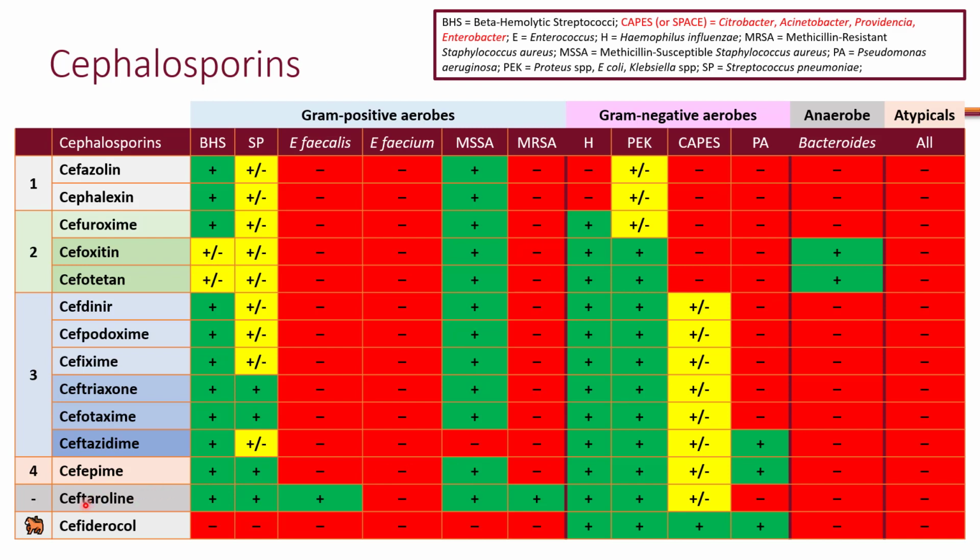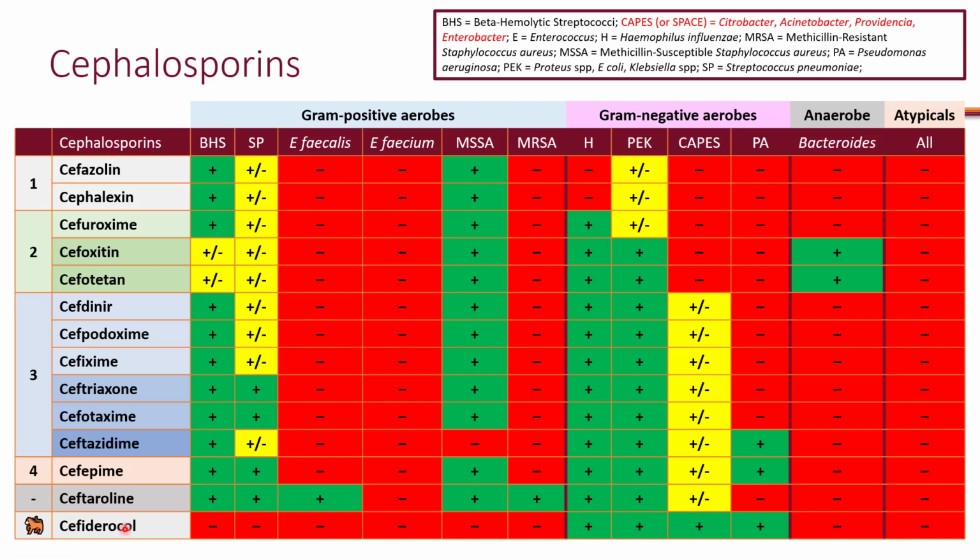And ceftaroline, which some people would call fifth generation, and others would call anti-MRSA cephalosporin, because it's the only cephalosporin in the US with MRSA activity, and it also has activity against Enterococcus faecalis, and good activity against gram-negatives, but the only hole in it when it comes to gram-negatives is that it does not cover Pseudomonas. So that's one shortcoming of ceftaroline.